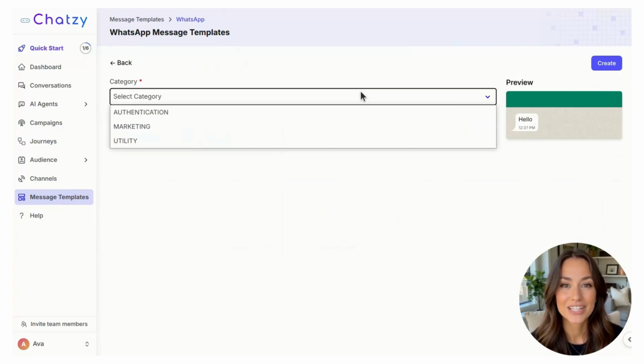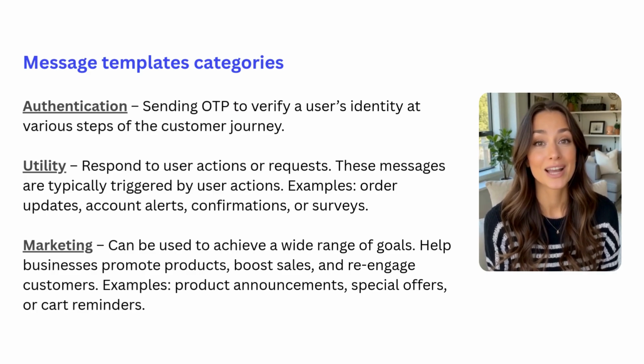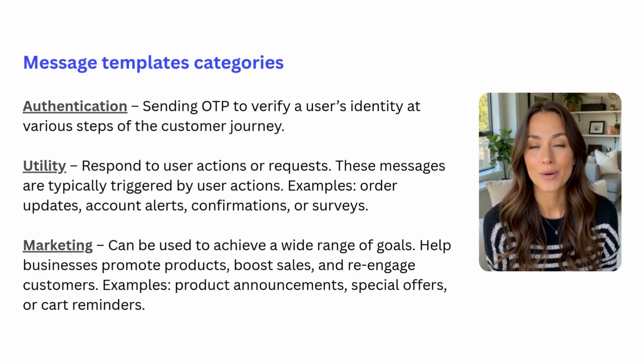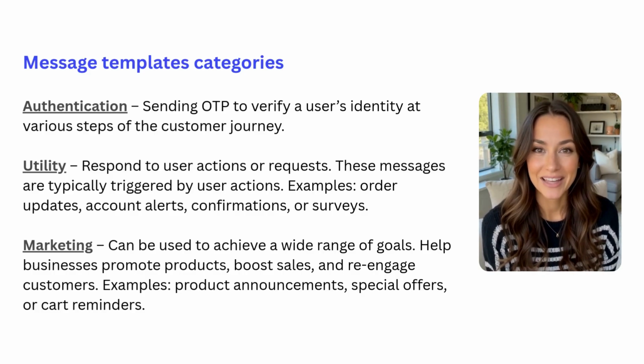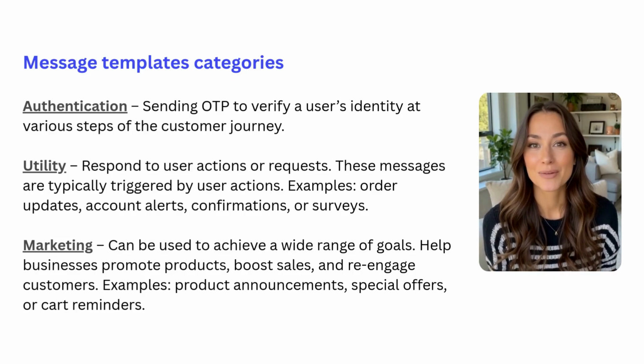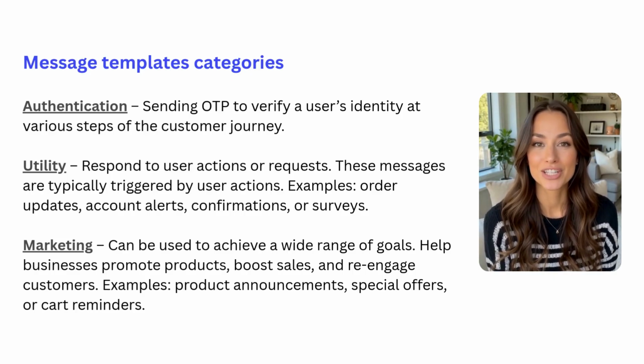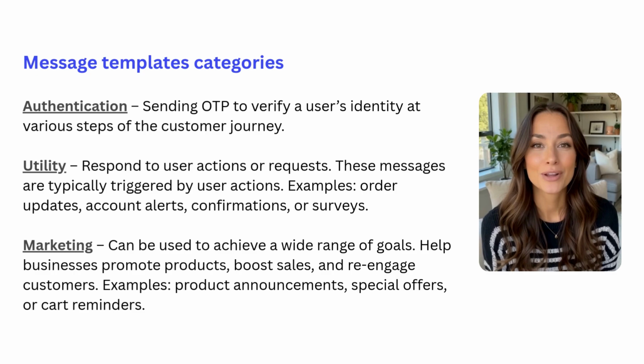First, you need to choose a category. Let's dive into that. WhatsApp template categories are divided into three main types. Authentication, used for sending one-time passwords, OTPs, and login verification messages. Utility, triggered by user actions or requests, such as order confirmations, account updates, or subscription details.